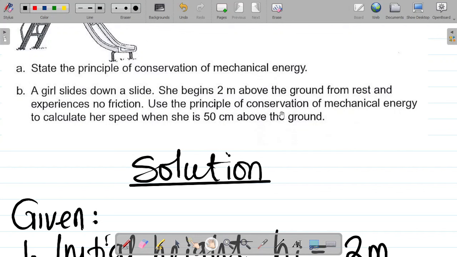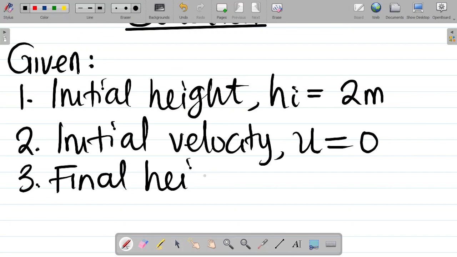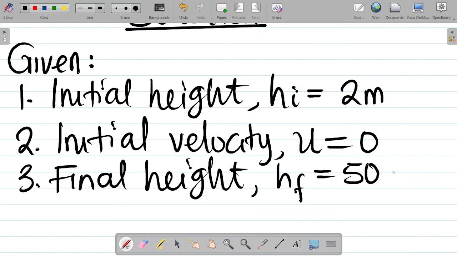Use the principle of conservation of mechanical energy, which we've said that in a closed system the mechanical energy is conserved or remains constant, to calculate her speed when she is 50 cm above the ground. So number 3, they give us yet another height. Let's call it the final height, HF, equal to 50 cm.